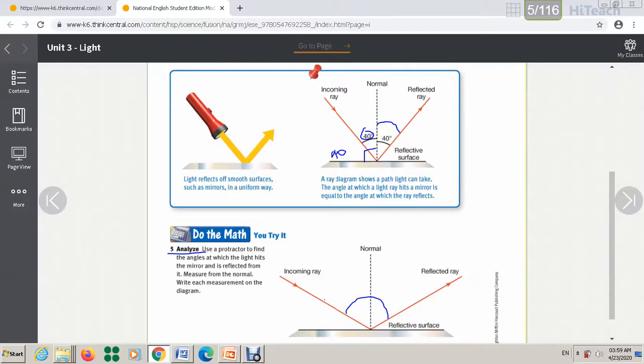You have this one, for example. I gave you this part only. I told you this part is equal to 30. Then I'll ask you to find the angle of incidence and the angle of reflection. You don't have any other information. All you have is this angle, and you don't have a protractor. What are you going to do?